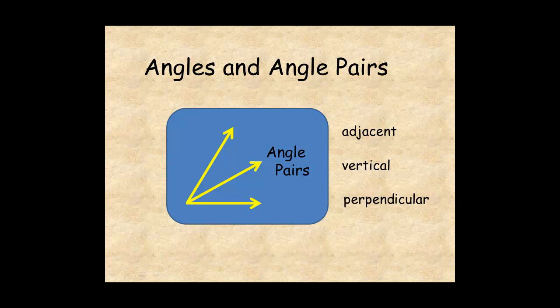This lesson helps you understand how to identify angles and angle pairs. An angle is a figure formed by two rays that have a common endpoint. The common endpoint is the vertex of the angle.